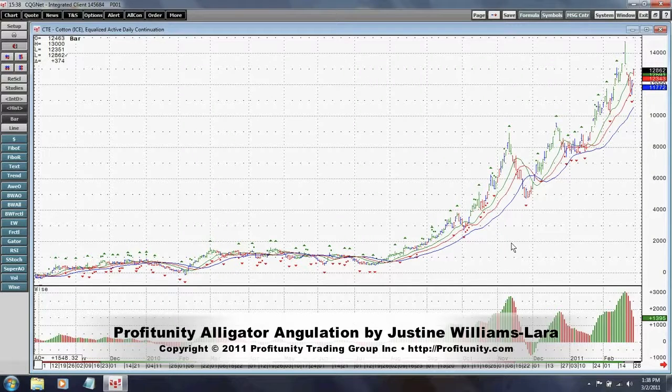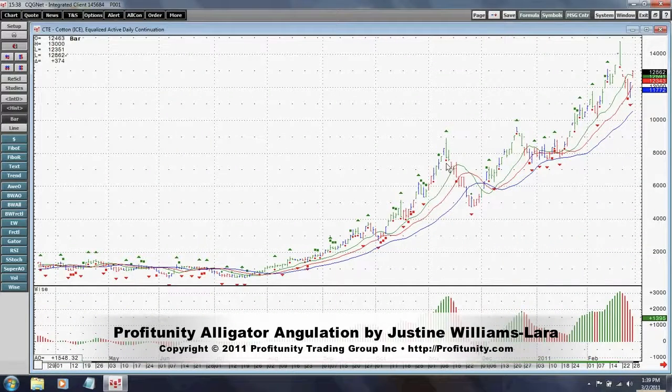Today I'm going to go over angulation. We've had a lot of questions about angulation because it is so subjective, and I've been working on a method to view it a little better, I think, visually. So we're going to take a look at the Cotton chart. This is a larger overview. Now I'm going to stretch it out a little bit and look at the particular bar that we're going to be looking at here.